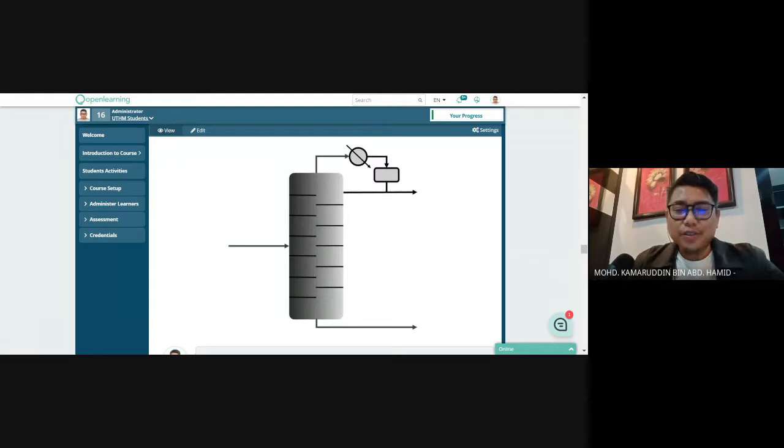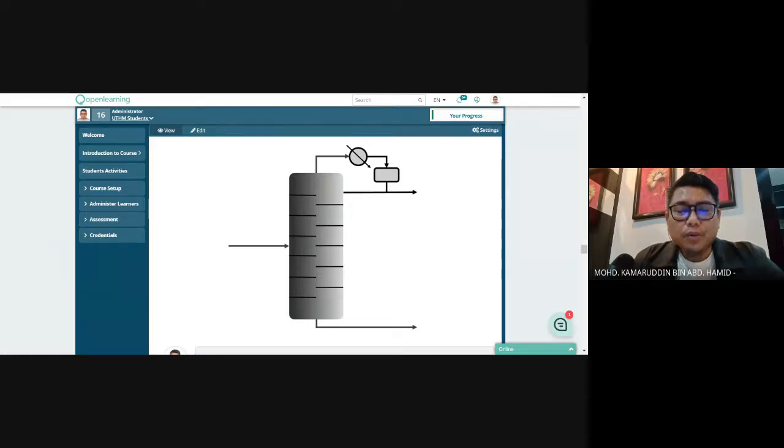Come on, manager. All of you akan jadi manager ni lepas ni. Plant manager. Jangan jadi plant operator. Tak payahlah nak jadi operator, better you jadi plant manager.